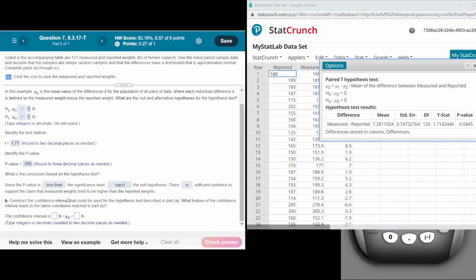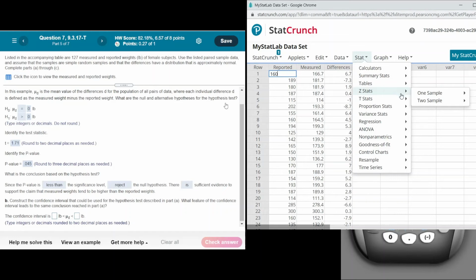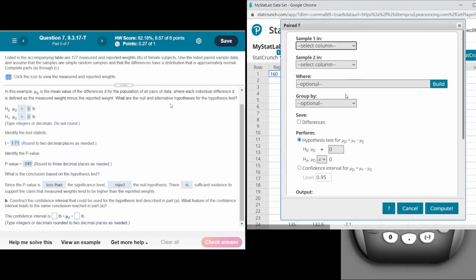Okay, confidence interval. So we're going to go back to StatCrunch. We're going to hit Stat, and go to T Stats because we don't know the population standard deviation. All right, paired. Remember, we're doing measured minus reported. Let's double check that that's what they said. Yeah, it's defined as measured minus reported. So we're going to go here, measured minus reported. We don't have to save differences again.